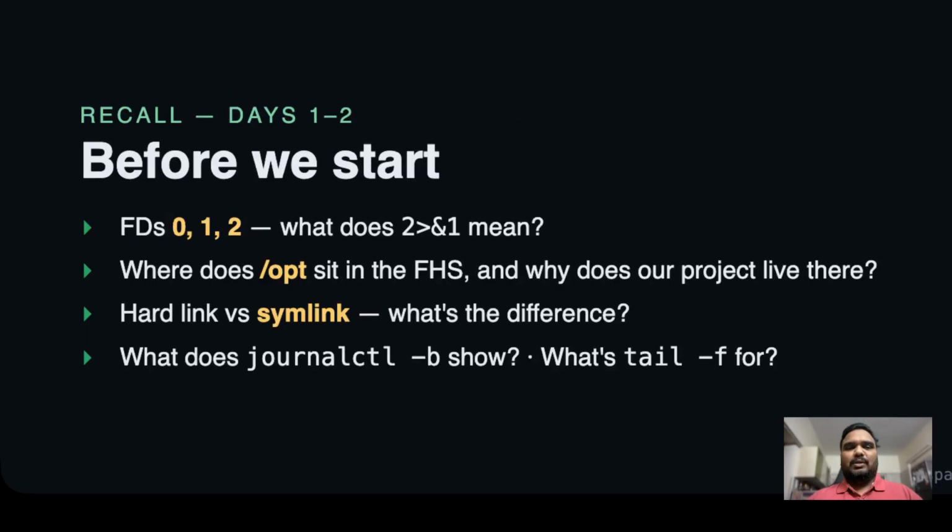So let's do a quick recall before we move on. What are the file descriptors 0, 1, and 2? And what does 2>&1 mean? So file descriptor 0 is input, 1 is output, and 2 is errors. And 2>&1 means redirect the errors to the output file, whatever we have mentioned.